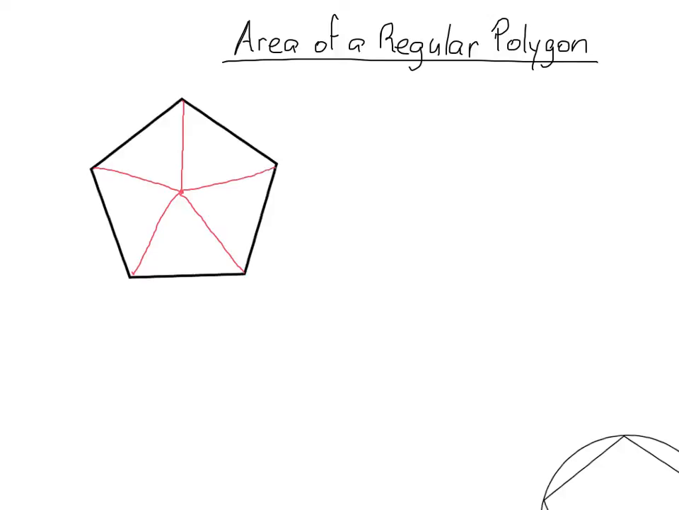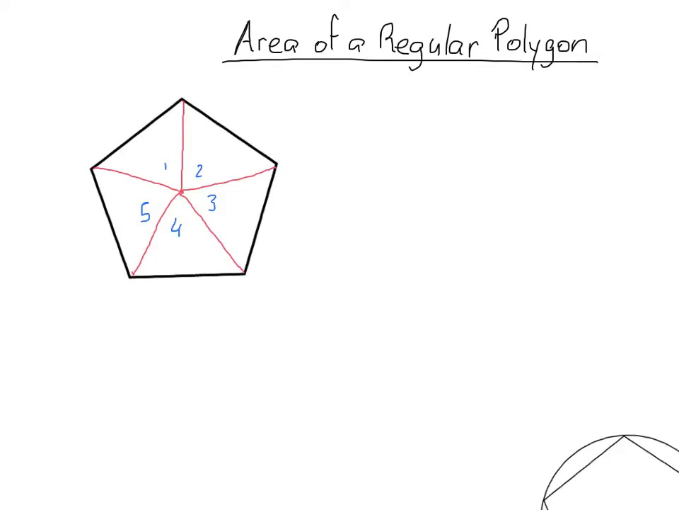We can separate our polygon into separate triangles. In this case, we have 1, 2, 3, 4, 5 triangles. So the number of sides that you have will be the same as the number of triangles that you're able to separate your polygon into. All right, but how does that help us?